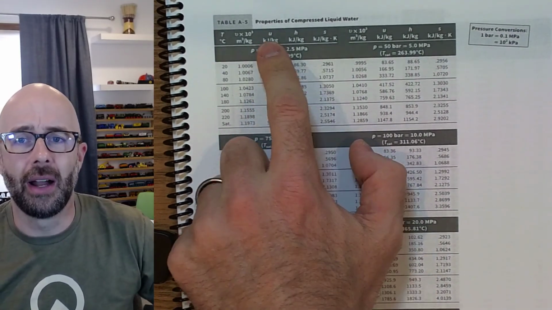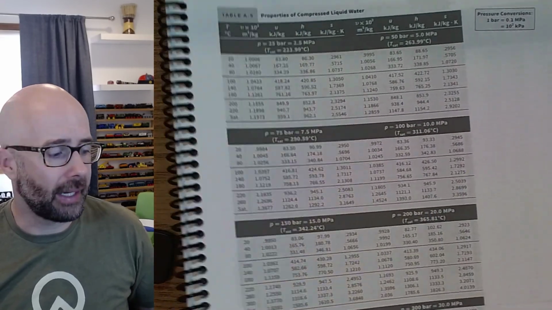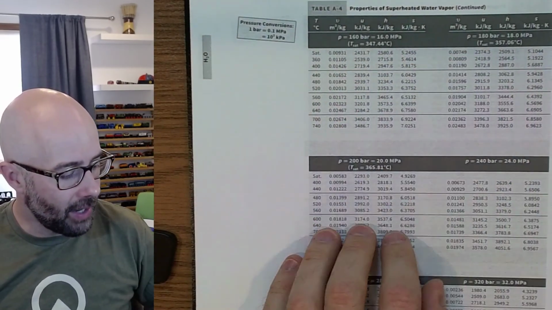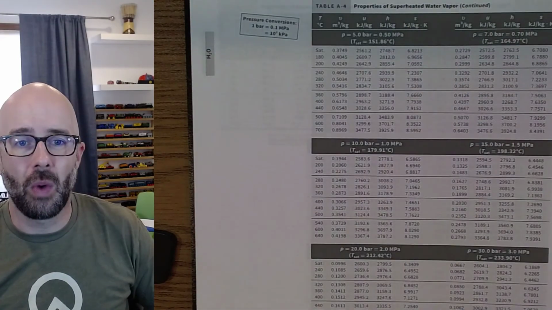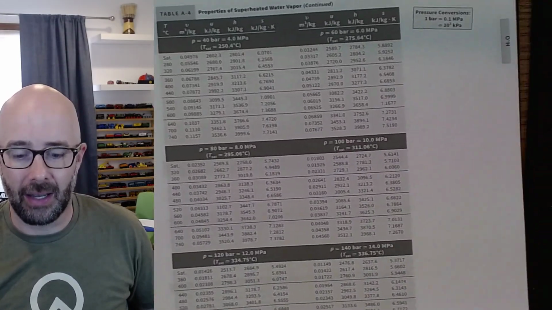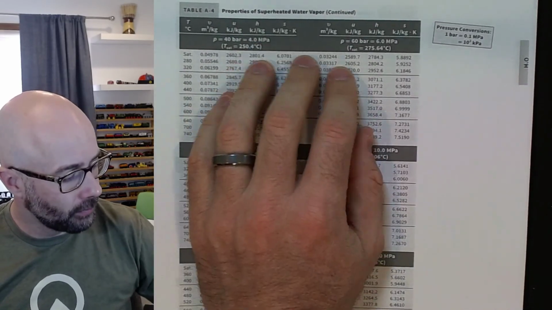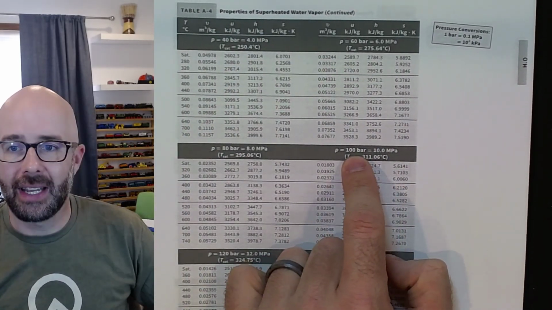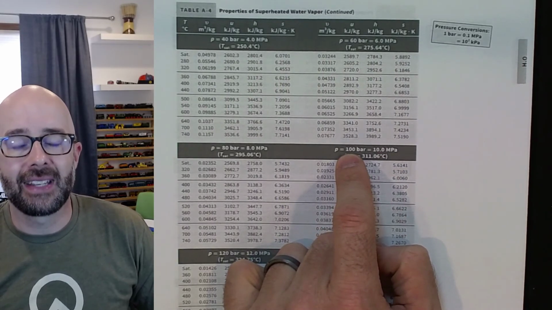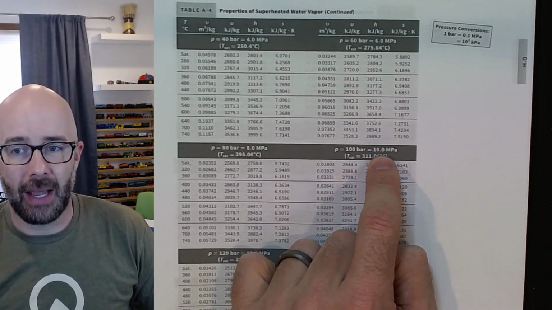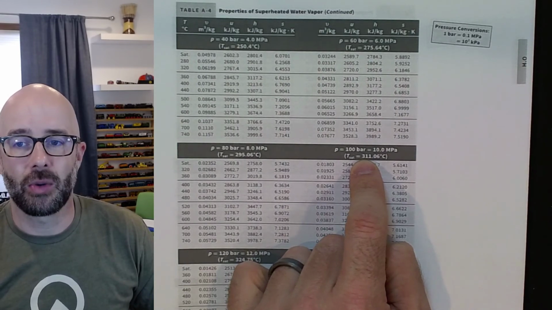And I thought, oh yeah, I know what I did. I turned too far. This is a compressed liquid water table, so I have to go back to my other tables, to my superheated water vapor tables, because this is a superheated vapor. Here we are. Here is 10 bar. Here is 100 bar, 10 megapascal. Again, it tells me TSAT is 311.06.